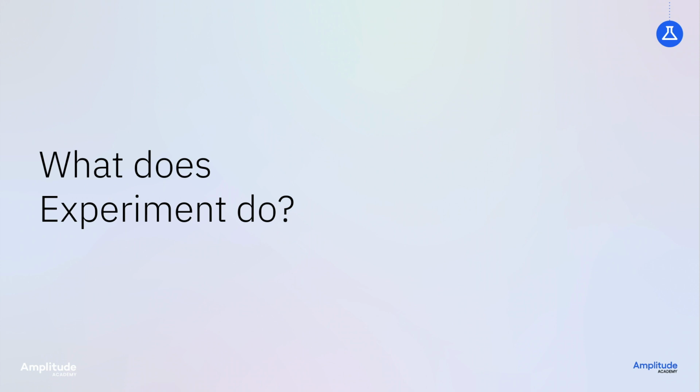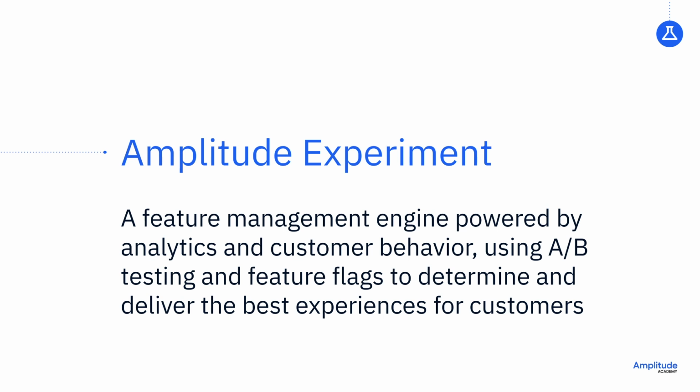Now, let's take a closer look at what Experiment can help you do. Amplitude Experiment is a feature management engine powered by analytics and customer behavior. Experiment uses A/B testing and feature flags to determine and deliver the best experiences for customers. Within an experiment, the feature flags are used to control whether a user is able to see a feature as part of the test group or not as part of the control group. You can use Amplitude Experiment as an experimentation tool and as a feature flagging tool.